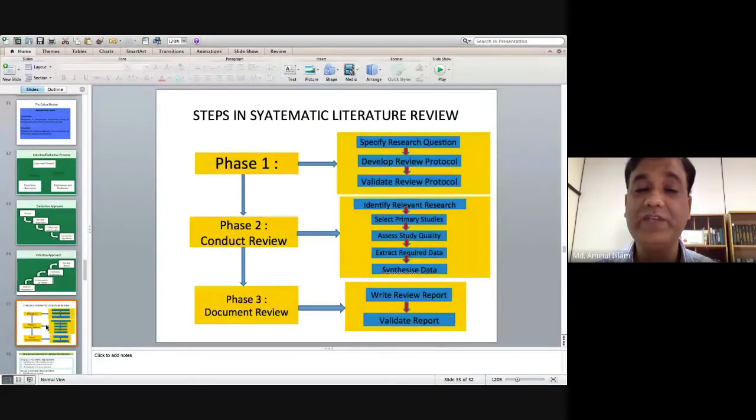Then we move into phase 2, whereby we conduct literature review. We identify relevant research. We select primary studies. Then we assess the study quality. We extract the required data. We synthesize the data. And then we move to phase 3, whereby we document the review, writing the review report, and then validate the review report. So this is basically a very good framework for a researcher to conduct a systematic literature review.